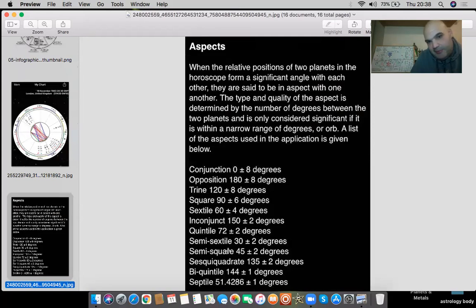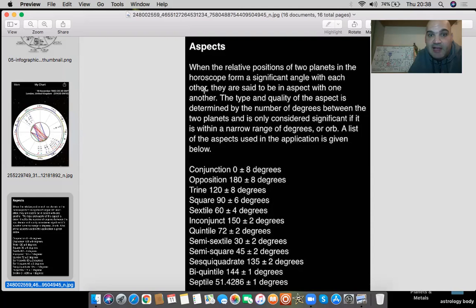There's loads of aspects here, but I'm just going to concentrate on the major ones, which will be the conjunction, the opposition, the trine, the square, and the sextile. Obviously, if you're learning the basics of astrology, you won't need to know all the others at the moment.